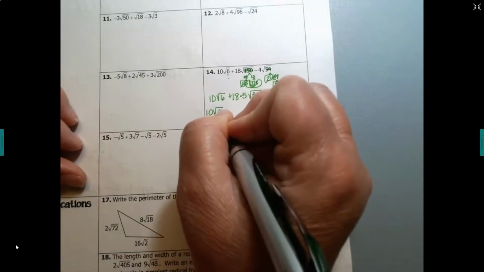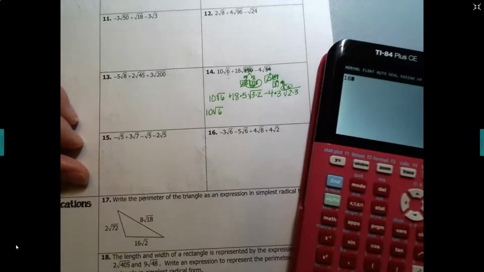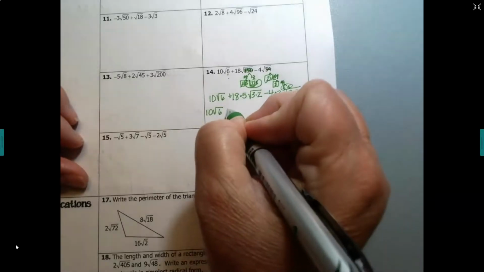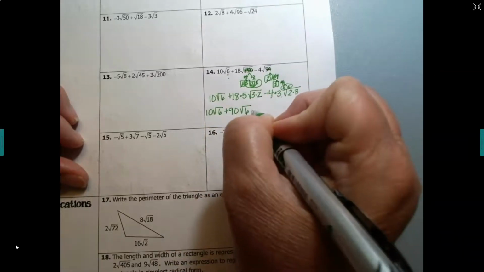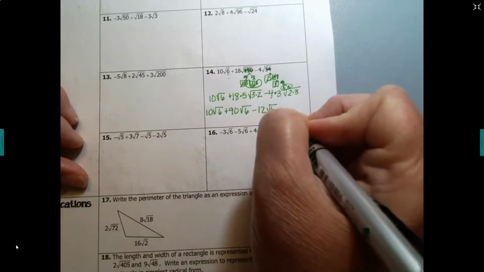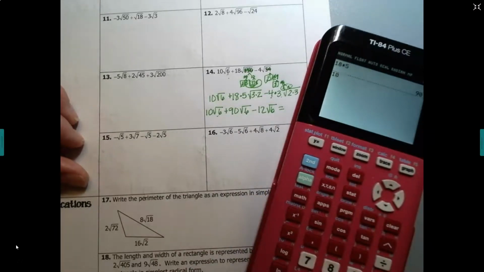We got 10 square root 6. So I have 18 times 5. Let's see what that is. 18 times 5 is 90. That's positive 90 square root 6. And then we have negative 4 times 3, which is negative 12 square root 6. So we know we got a square root 6 on here because we have square root 6, square root 6, square root 6. So I have 10 plus 90 minus 12 is 88 square root 6. Whew. All right, one more.